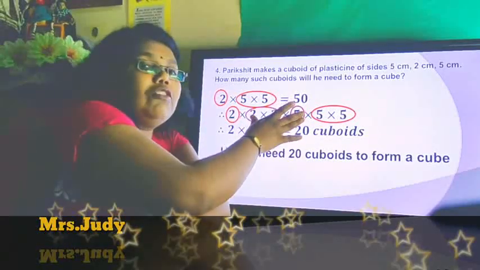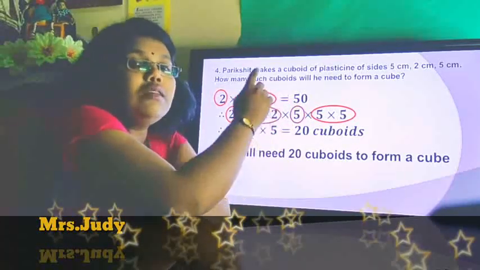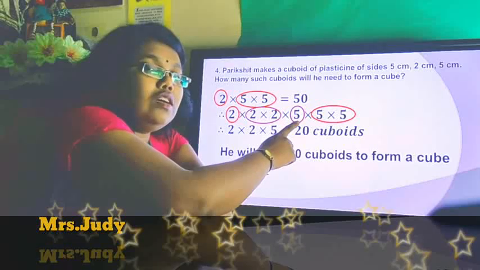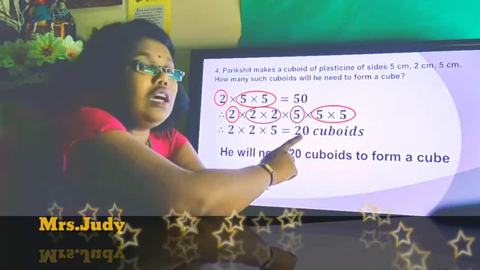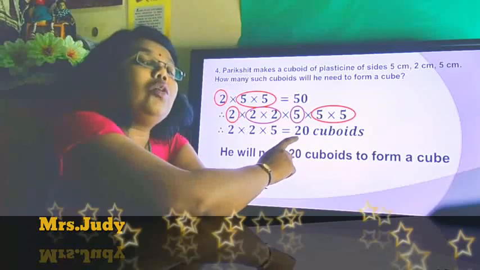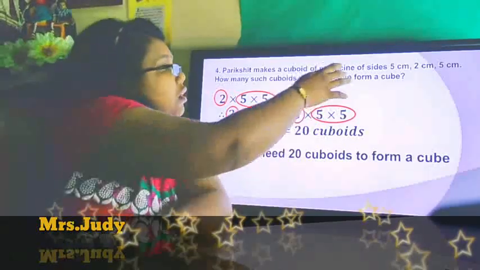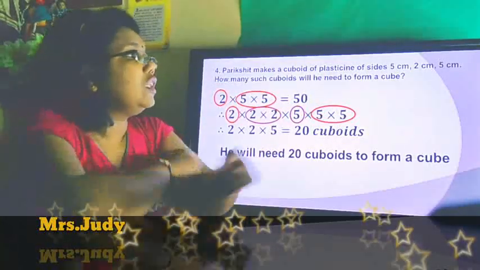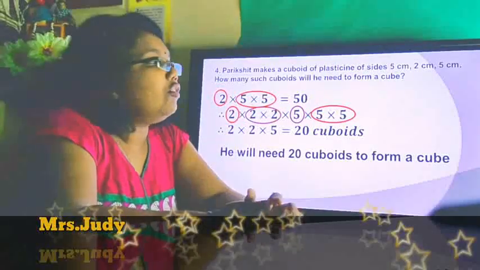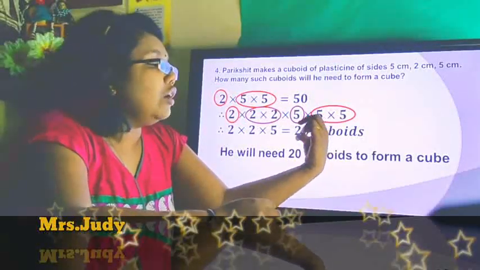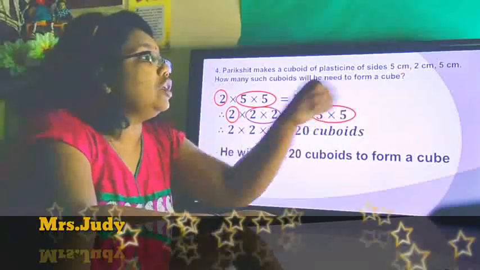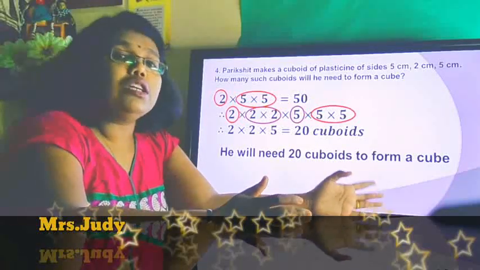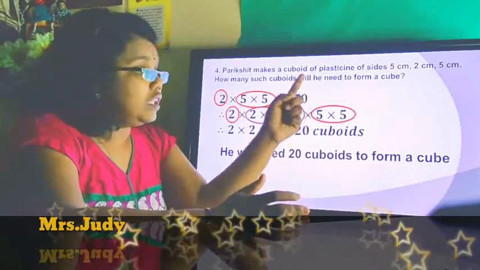These numbers that we are multiplying are the actual existing measurements. So what we are going to do is 2 into 2 into 5. 2 2s are 4, 4 5s are 20. Now this 20 is our answer. These many cuboids are required to make a cube using cuboids of this dimension, length, breadth and height. So all of them must be equal. That's why we need 20 cuboids of this dimension to make a perfect cube. So he will need 20 cuboids to form a single cube.